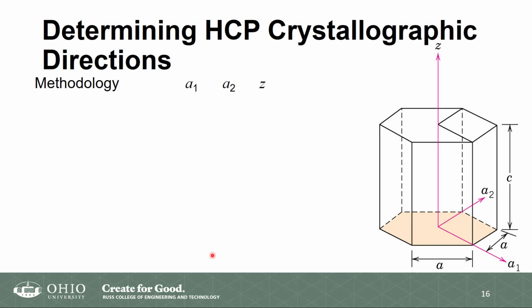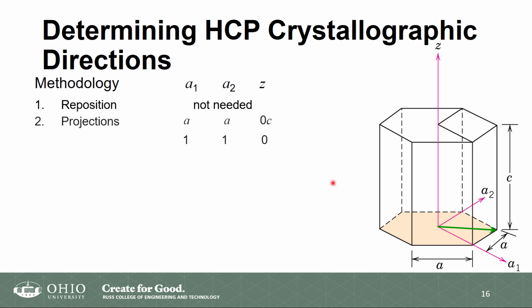To show you how this works, we're going to do an example. We'll be working with this vector in green shown here. Again, step 1: reposition the vector so that the tail passes through the origin. We don't need to do that here because the tail of this vector already passes through the origin. The next step is to look at the projections.